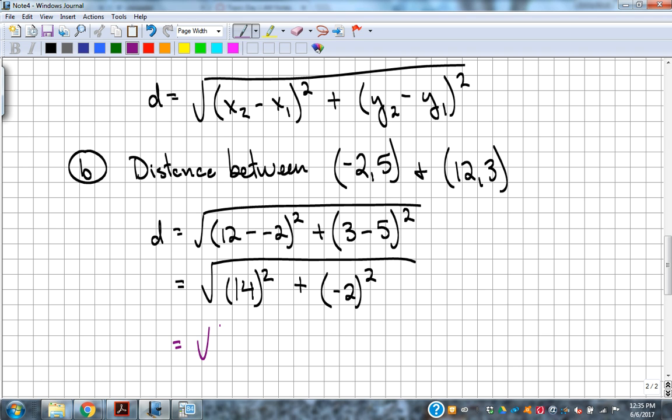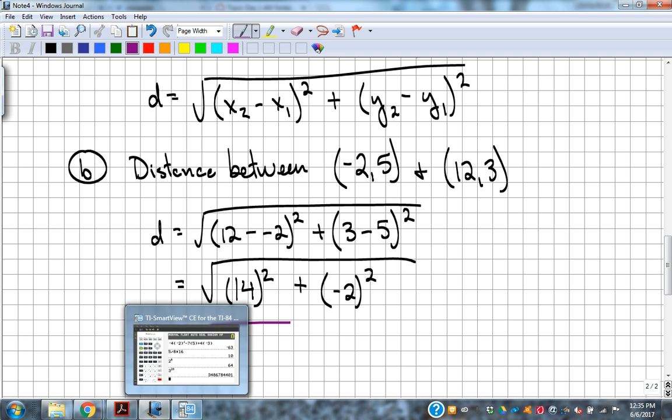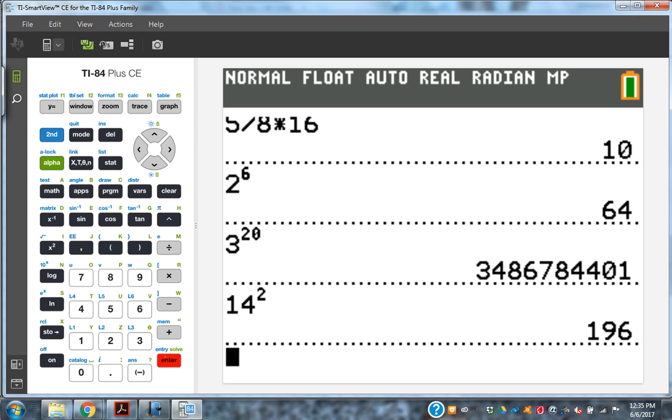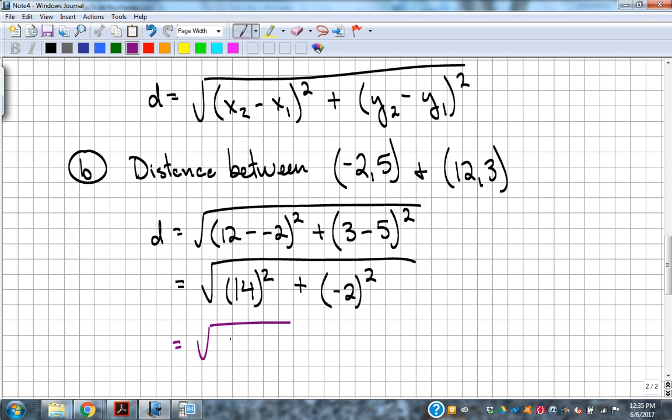And so when you square 14, 14 squared would be 196. And I know negative 2 squared is 4. So that ends up being the square root of 200. That'd be the exact answer. We could get a decimal approximation for that.